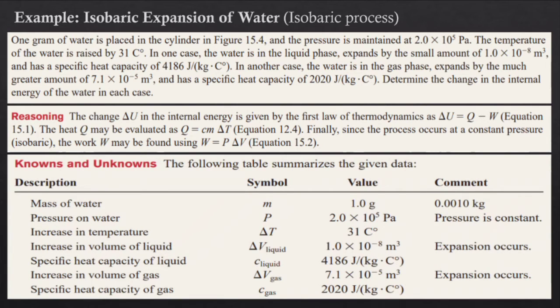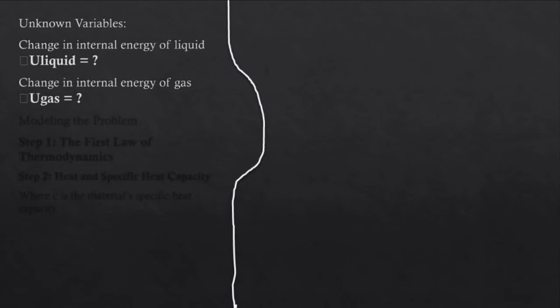Here is a table that summarizes the given dataset that are needed in solving this problem. Here are the unknown variables: change in internal energy of liquid, delta U liquid, and change in internal energy of gas, delta U gas.